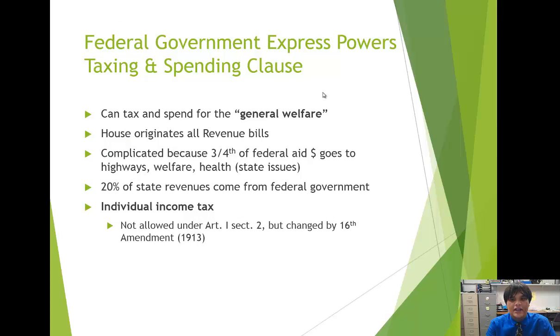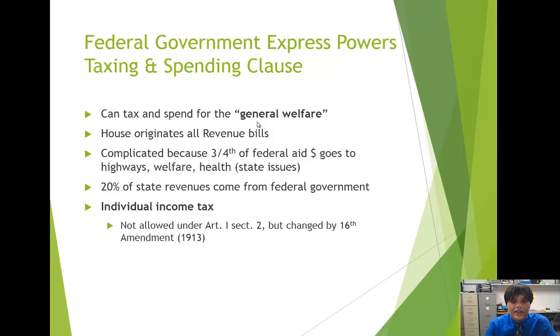Let's go ahead and talk a little bit about taxing and spending. Now, the federal government, according to the Constitution, can tax and spend for the general welfare, meaning anything that benefits the nation. The House originates all revenue bills. Anything that deals with money is originated in the House. And that's why it's always interesting when you hear people being critical of any president that raises taxes or has an unbalanced budget. It's not really the president that does that. It's the House of Representatives that originates all revenue bills.